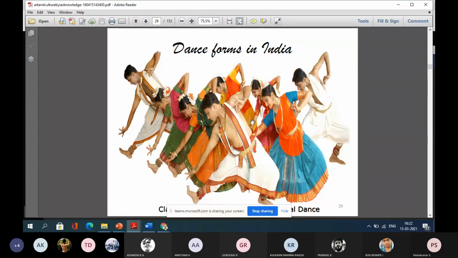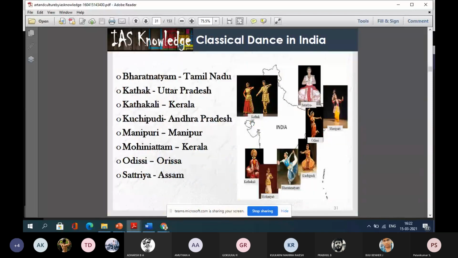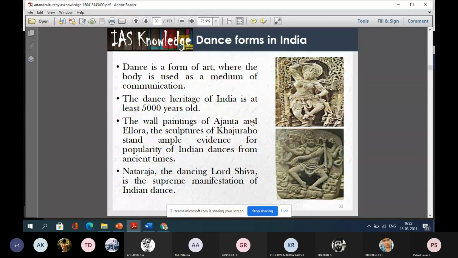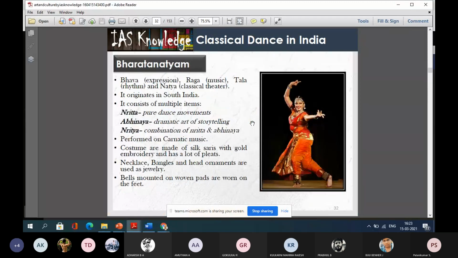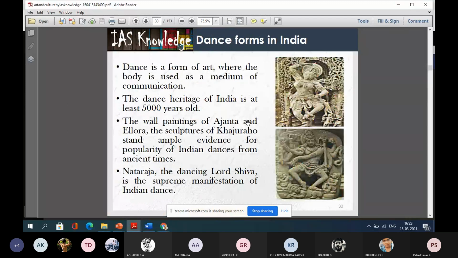We have now completed up to 29 slides. Next we are going to see the different dance forms, which are also an artistic tradition. So mainly these paintings, dances, and other culturally related artistic traditions. We have a lot of things to see, and in the next class we will discuss those things.